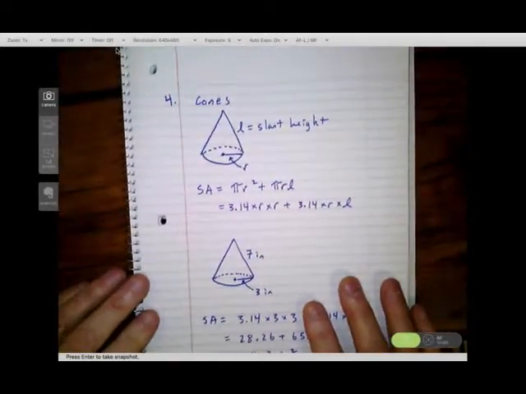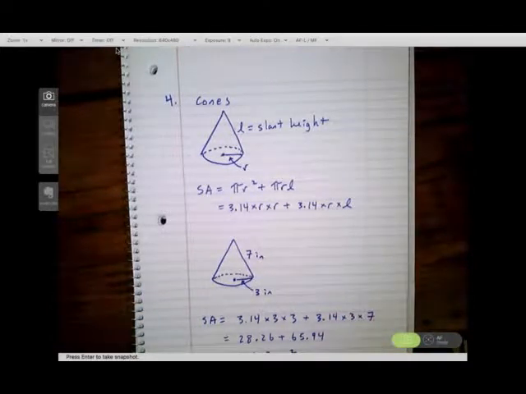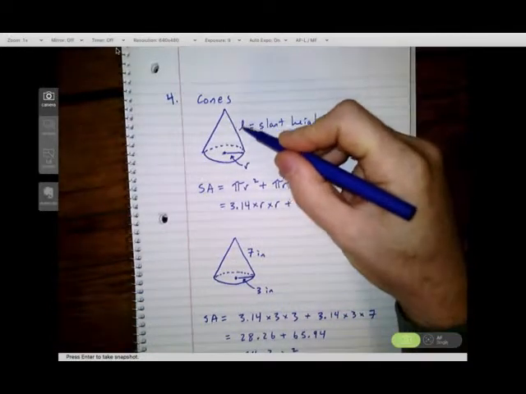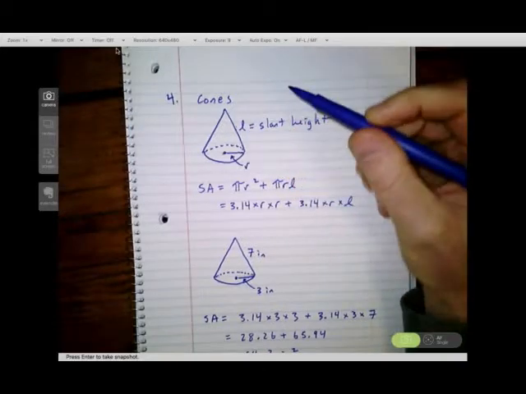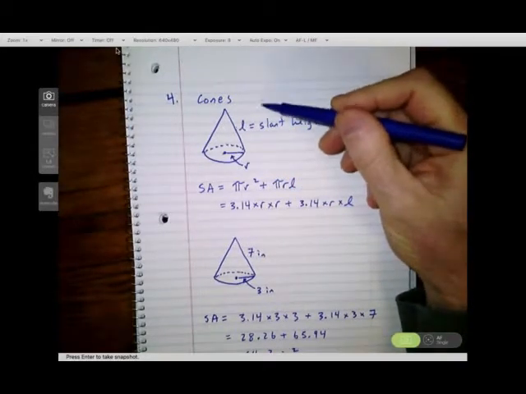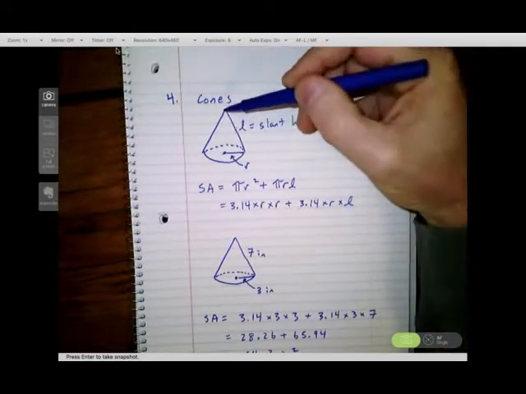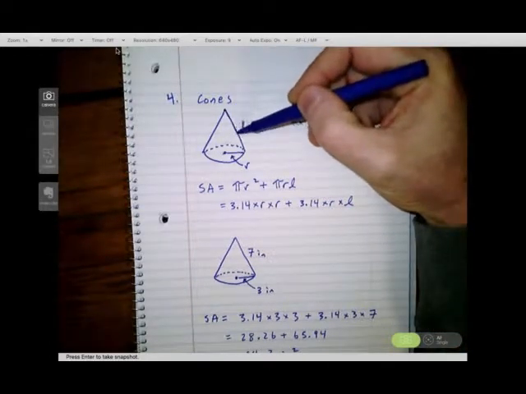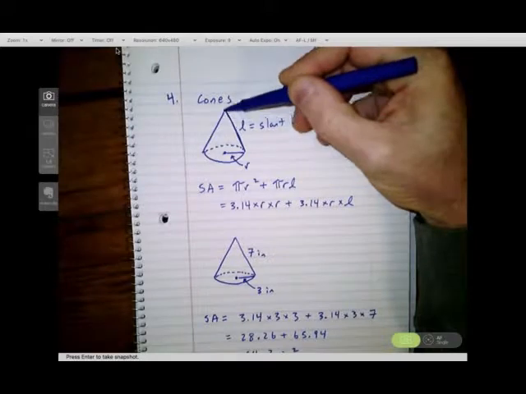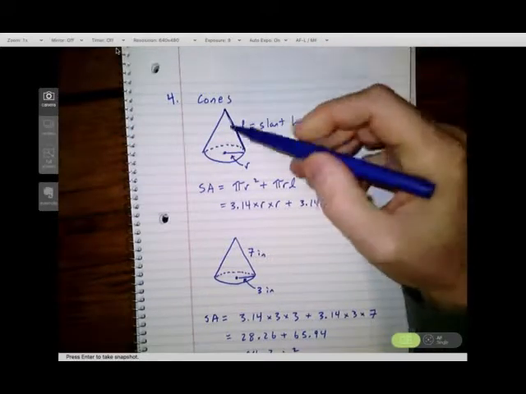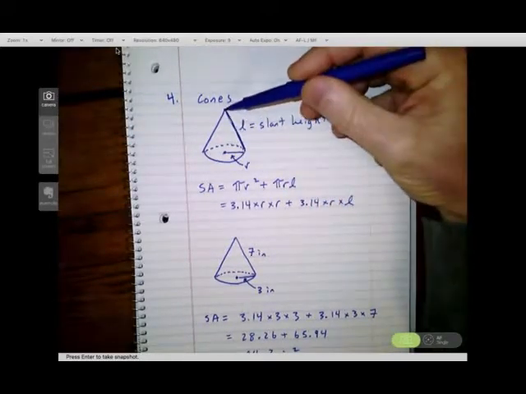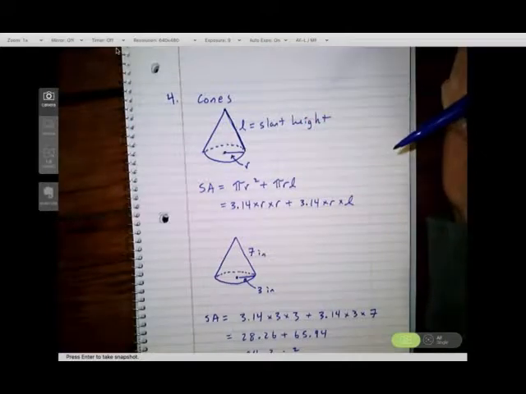It's a cone. Okay, now the cone has a new variable for us, and we use like a cursive L for that one. And I think that's just because a regular L looks like a 1. So we use kind of a cursive L, and we call that the slant height. And that would be this distance right here of this slanted part of the cone. It's not how tall the cone is, it's how long this slanted piece is.